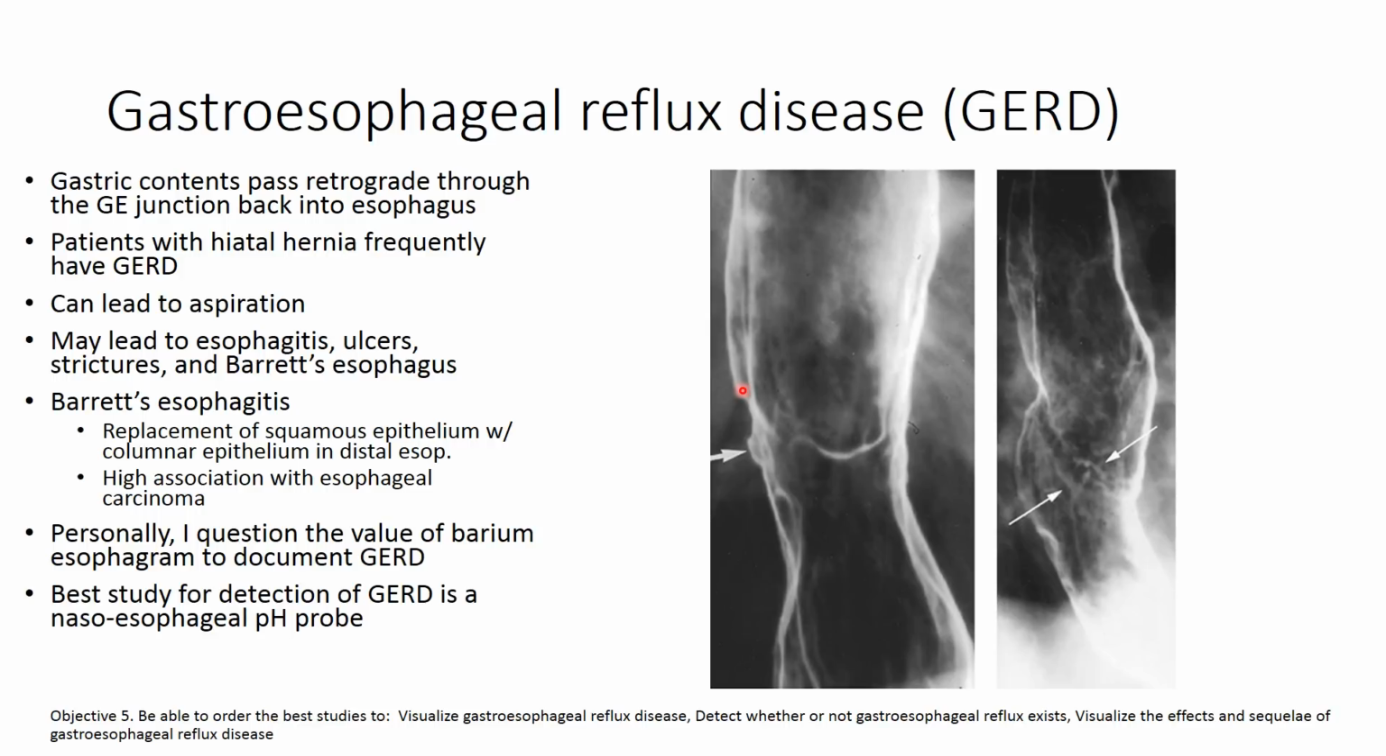Now, barium swallow is pretty good for visualizing ulcers and strictures. It is not very good for visualizing Barrett's. In fact, it's not really possible to visualize the changes of Barrett's esophagitis on barium swallow. And therefore, to evaluate the sequelae of gastroesophageal reflux disease, endoscopy is a better tool. We can biopsy when we do an endoscopy, and the diagnosis of Barrett's esophagitis requires biopsy confirmation.